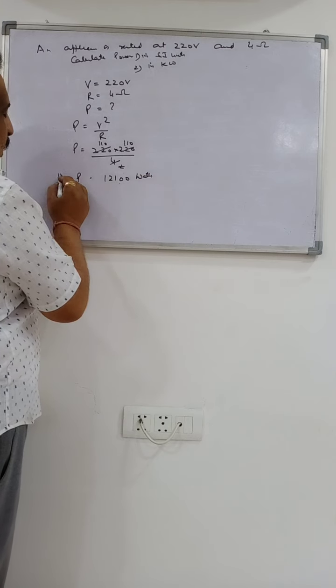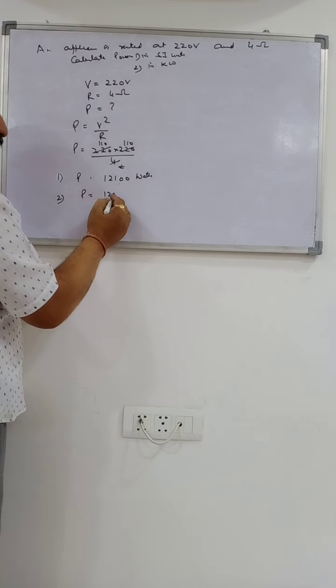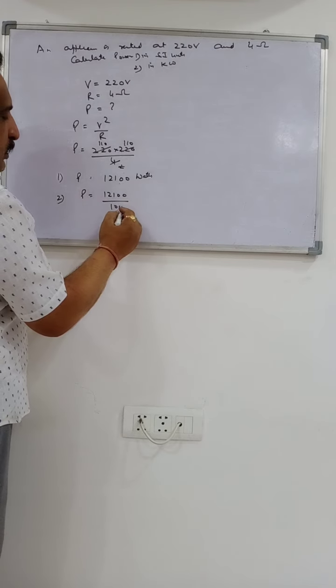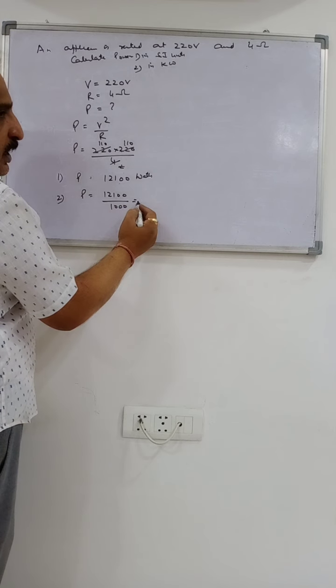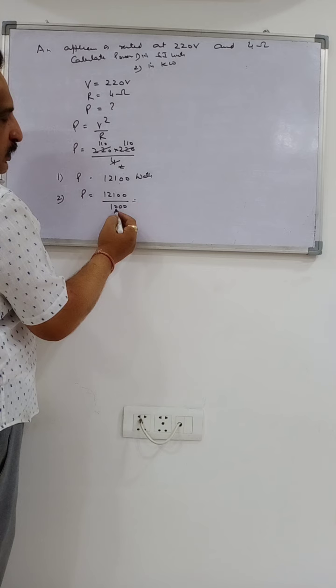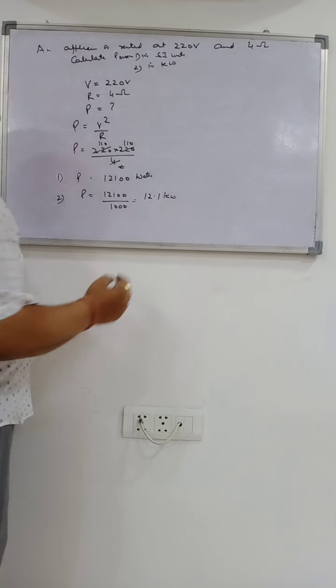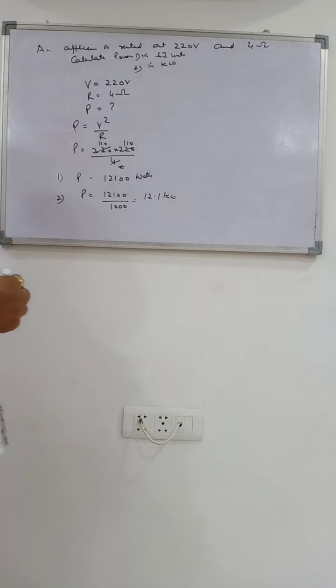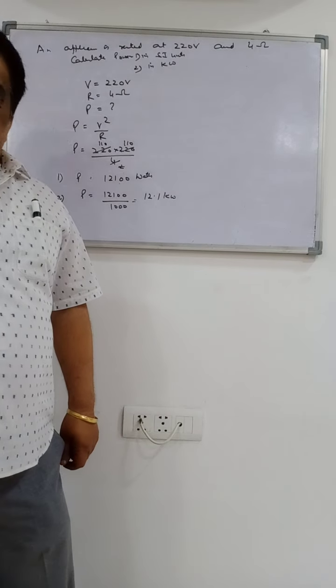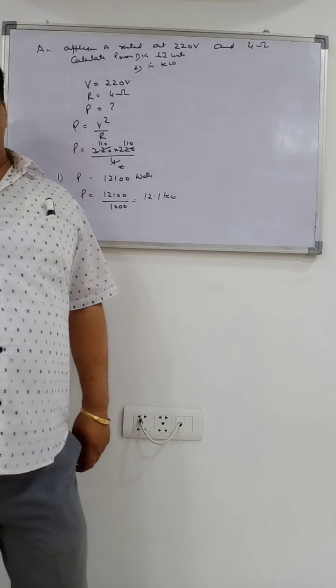This was the first thing. Second, you have to calculate in kilowatts. In kilowatts, power will be equal to 12100 upon 1000, because there are 1000 watts in a kilowatt; to convert it into kilowatts, you have to divide by 1000. So that will be 12.1 kilowatt. 12.1 kilowatt is the power of the appliance. So that is how to solve such numericals.